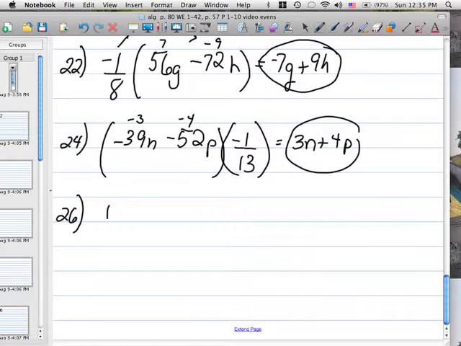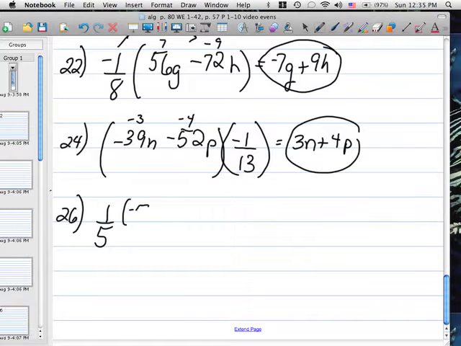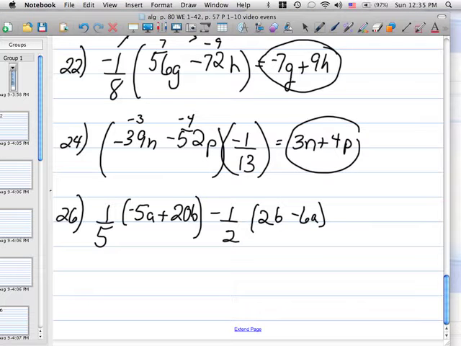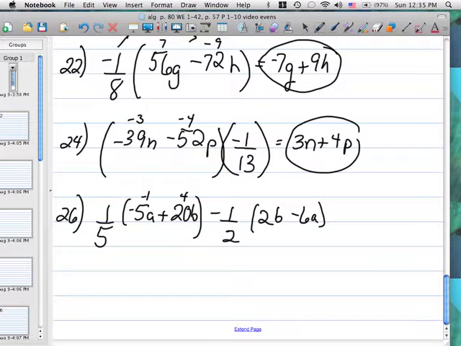Number 26, I have 1/5 times a negative 5A plus 20B minus 1/2 times 2B minus 6A. 5 goes into negative 5, negative 1, and 5 goes into positive 20, 4. So that's going to be negative A. I don't put the 1 down. 1 times negative 1 is negative 1. And 1 times positive 4 is plus 4B.